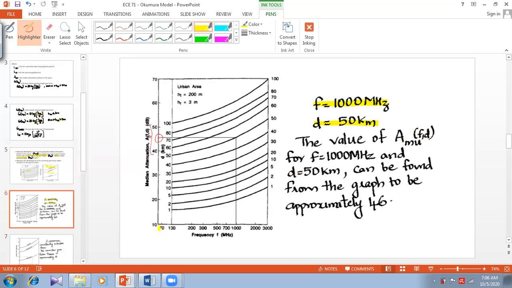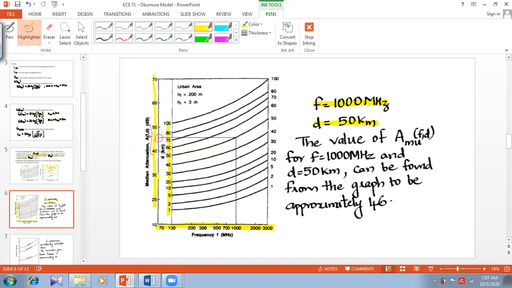See, the x-axis here indicates the frequency in megahertz. For the y-axis, I can see there are two sets of values. One set of values corresponds to the separation distance between the transmitting and receiving antenna, and it ranges between 1 kilometer to 100 kilometers, because that is the range prescribed in the Okumura model. And we have an outer y-axis which is giving us the median attenuation, that is the value of AMU, in dB. So this will give us the value for AMU.